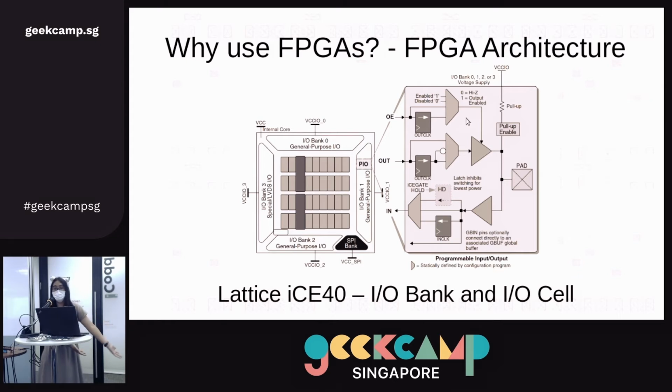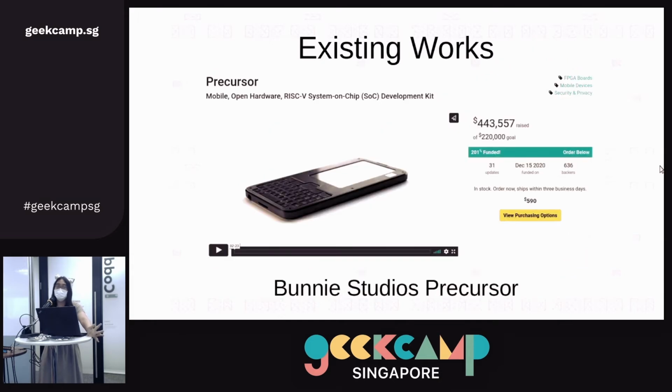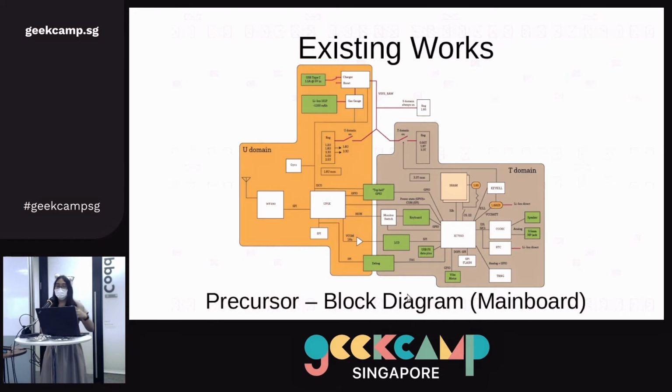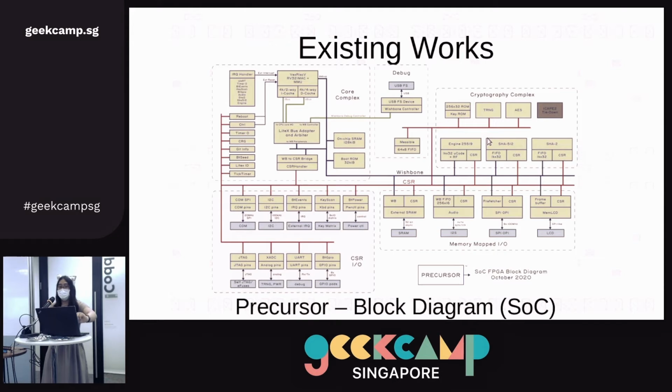So there are already existing works in this field, the most well-known one being Money Studio's Precursor, which is supposed to be a RISC-V development kit. The thing is that when you implement the processor on an FPGA, you actually get to inspect it. And he actually gives you the entire circuit, and not just the circuit, you can actually see how the processor is implemented on the FPGA. So if you really wanted to, you can take the time to verify and understand how the system on chip and its internal peripherals, blocks, and so on and so forth work.